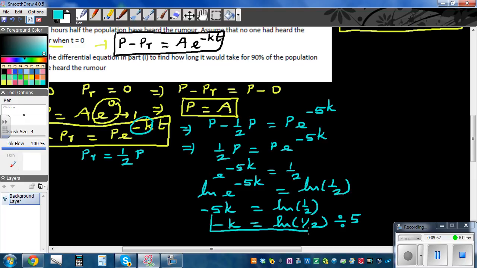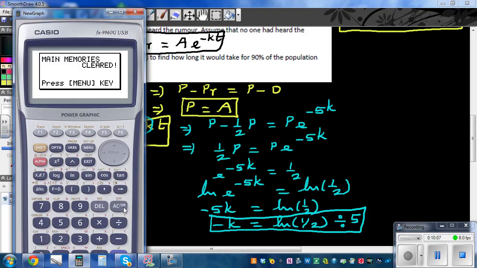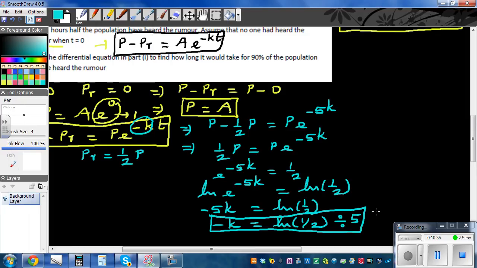So let's do this on a calculator and write this as a decimal. So this is my calculator coming up. So I go menu, run, natural log of half, which is 0.5, divided by 5, which is going to be negative 0.1386. I'm writing up to 4 decimal places. So negative k is negative 0.1386.